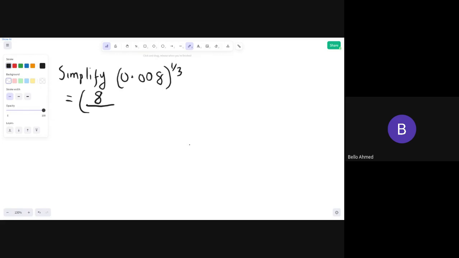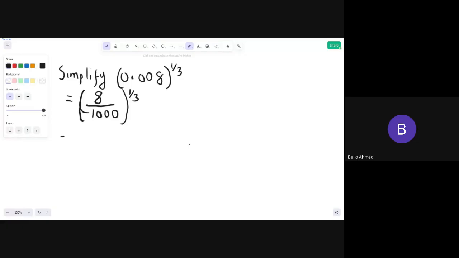Then this decimal point, these decimal points that we have here, we are going to use it to write 1. Then all the numbers after the decimal point, that is the 008, we are going to use all of them to write 0. So we are going to write how many zeros like that? We're going to write 3 zeros. So we have 1. So then we are going to close the bracket. Then we write the power, which is 1 over 3.